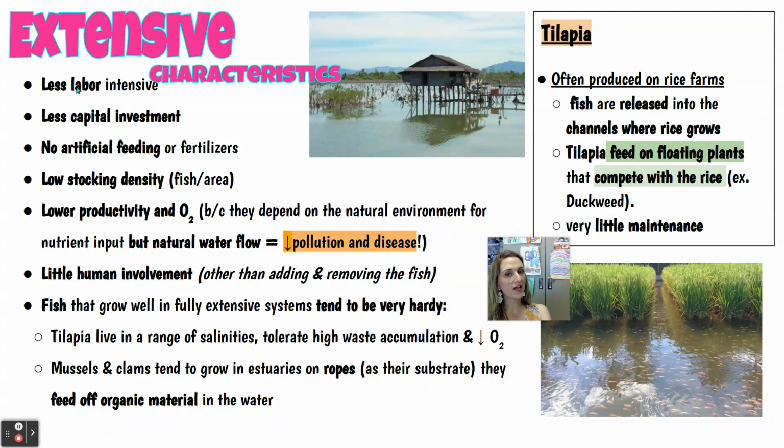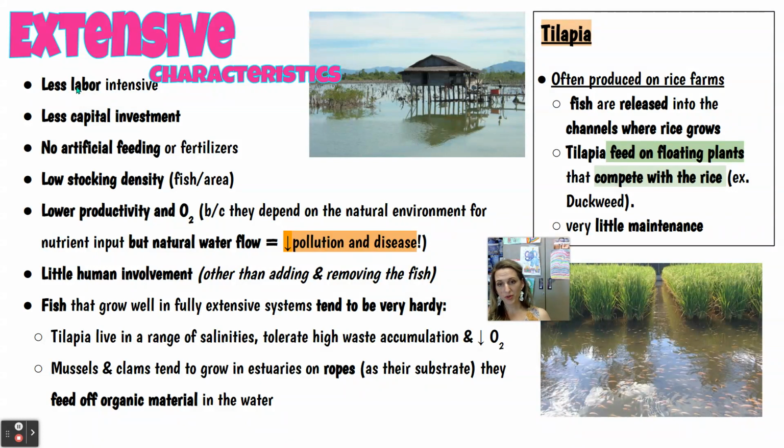There's low pollution and lower disease because you're in a natural water environment. Little human involvement other than adding and removing the fish, like harvesting them and then placing them in there when they're size ready. Fish that grow really well tend to be really hardy. A good example is tilapia, because they can tolerate a range of salinities. They can tolerate a high waste accumulation. They can also tolerate low oxygen.